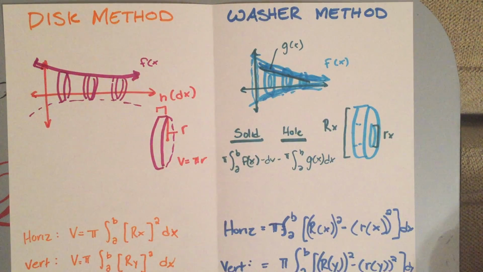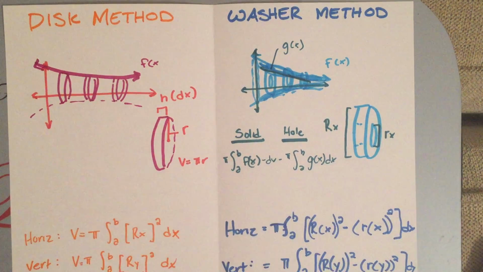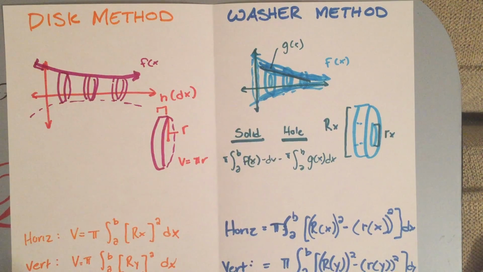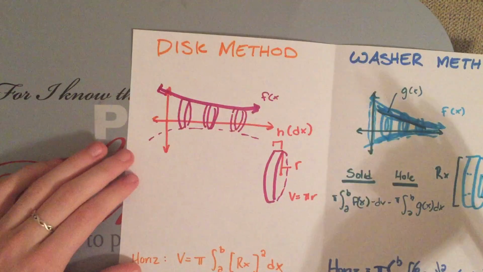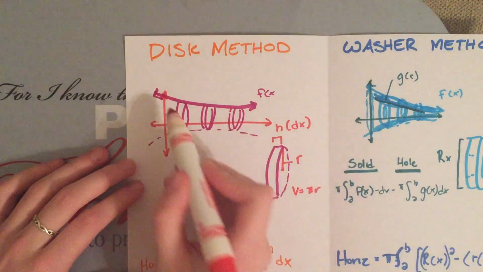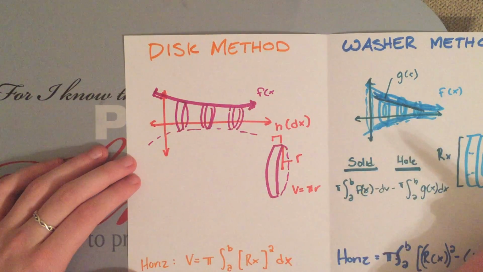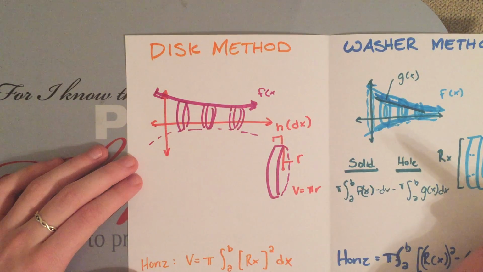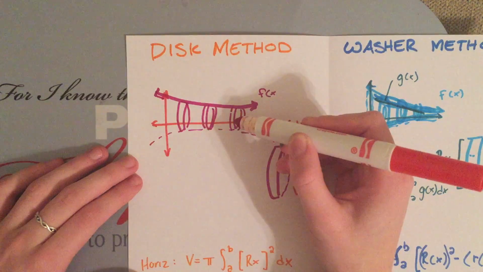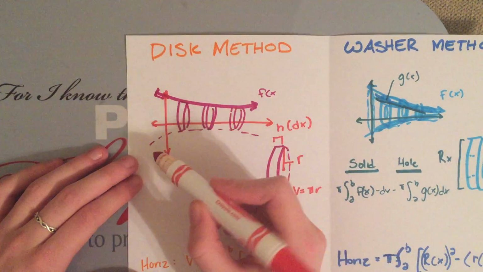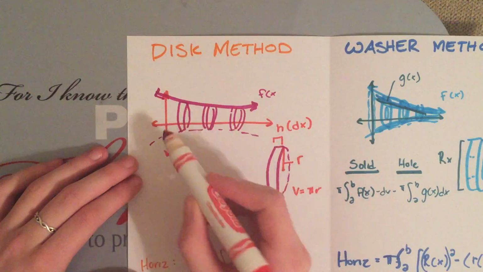Okay, so I'm going to try and explain, to the best of my ability, the difference between the disk method and the washer method. I understand the disk method more, so we'll start with this. Right here we have f of x, and we want to know what the area underneath the curve would be, over the x-axis.